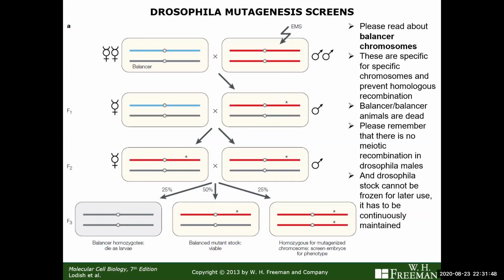Once you cross it, then you get your third filial generation, where there will be some that will be balancer over balancer. Those are dead. You are not worried. There will be some that will be balancer over the chromosome. This is very important. Just like the replica plate under permissive condition was very important, this is very important. You will realize why. And then you will have some which is mutant over mutant. This is where you will see the phenotype, because if it is a recessive mutation, it is homozygous recessive. So you will see the phenotype here. Now, once you see the phenotype here, what if the fly is dead?